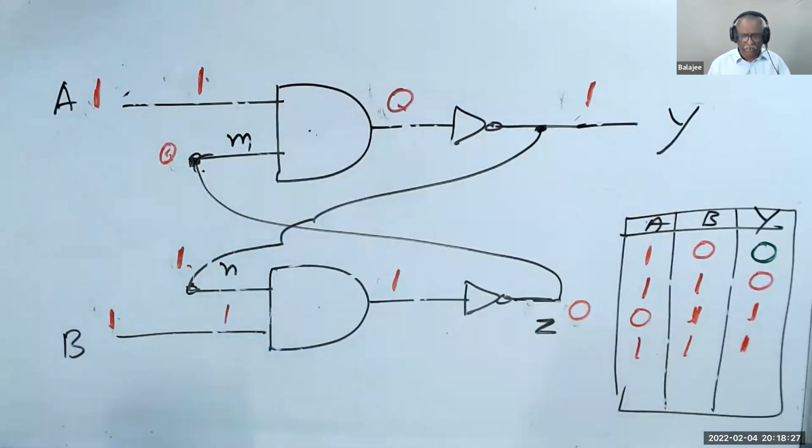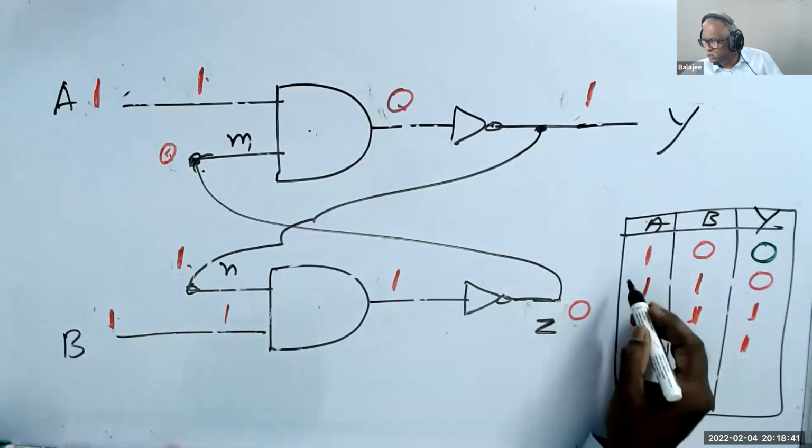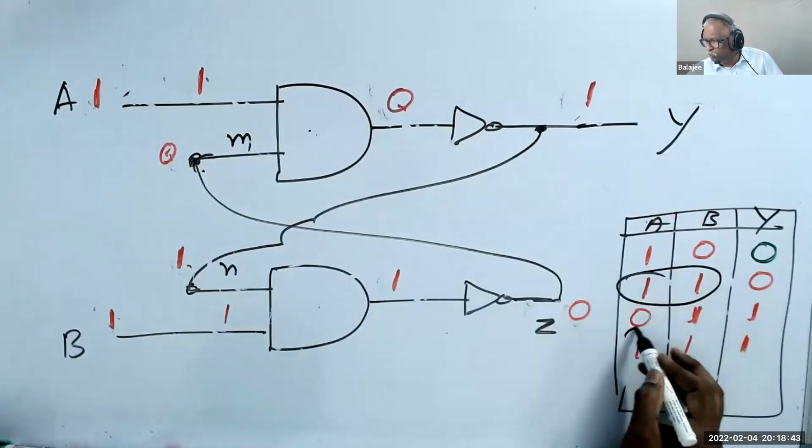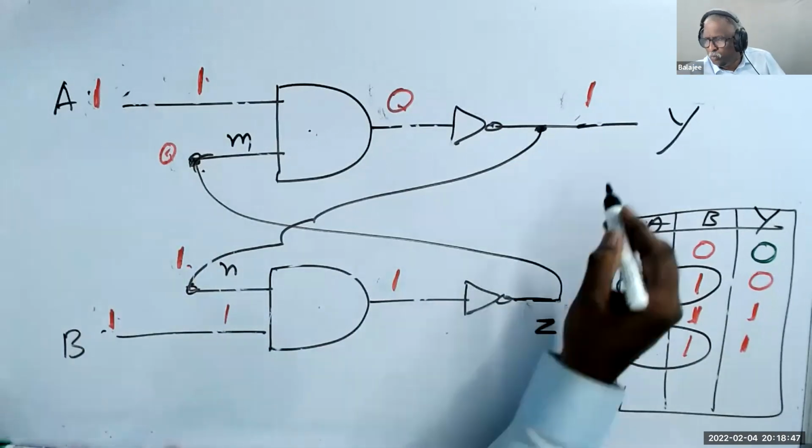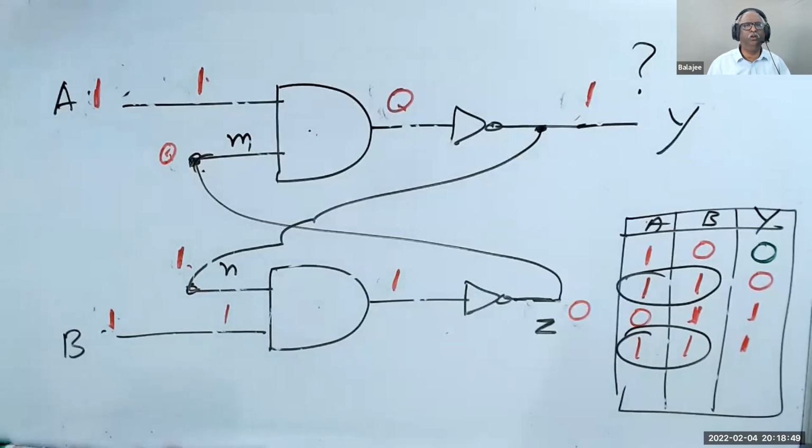You understand the problem here? What's the problem? The table gives you the problem. The problem is this. When I make 1, 1, you cannot tell me the output. If I say A is 1, B is 1, what is the output? You cannot say.